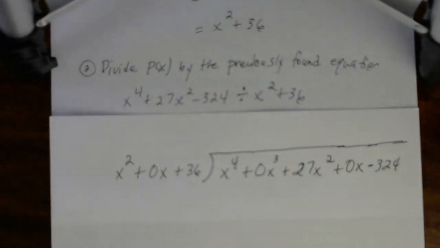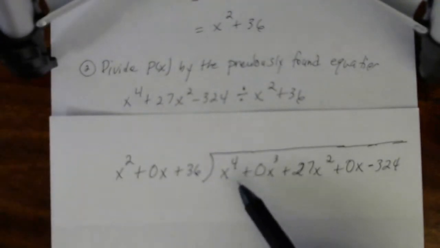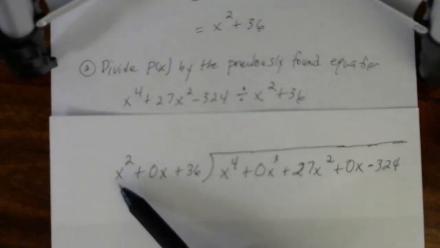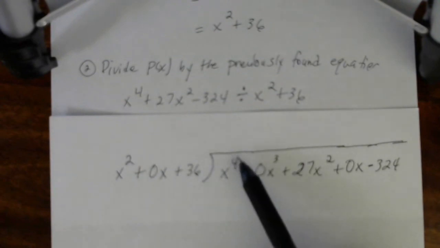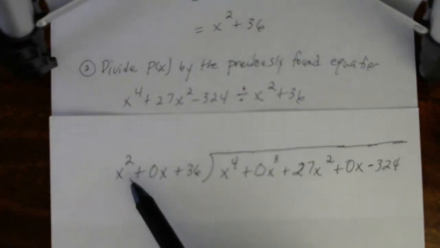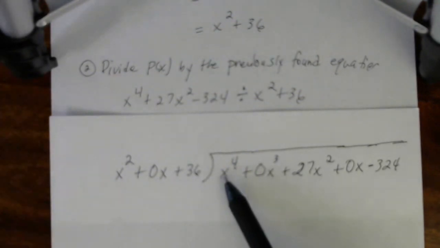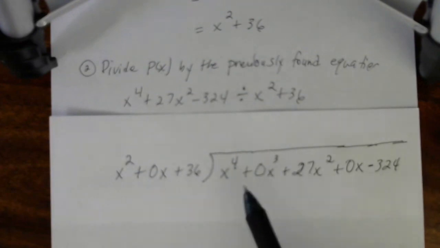All right, so now what is the next step? Well, I want to look at my first terms. I have an x squared and an x to the fourth. So what can I multiply my x squared by to get an x to the fourth? Right, and that would be x squared. x squared times x squared is x to the fourth.